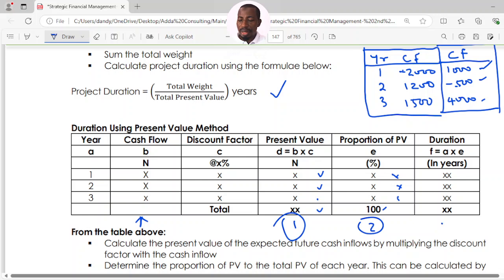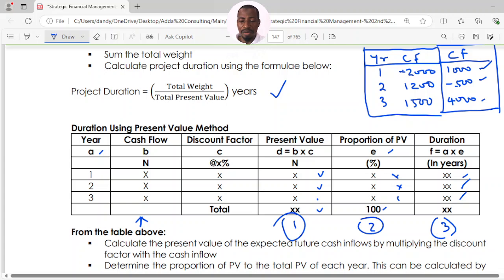So this is step 3 now. That's your final answer. Whatever you have there is your final answer. To get the duration, just multiply A, the number of years, with E, the proportion. That will give you the duration. When you sum up everything, this plus that, that will give you the total. Whatever you have there as the total is the duration of the project.